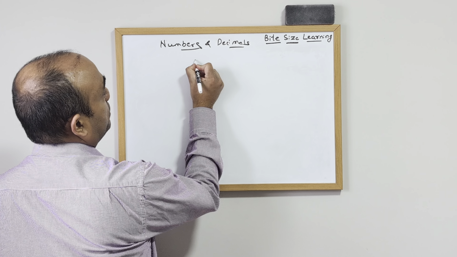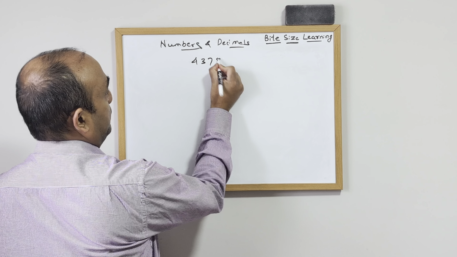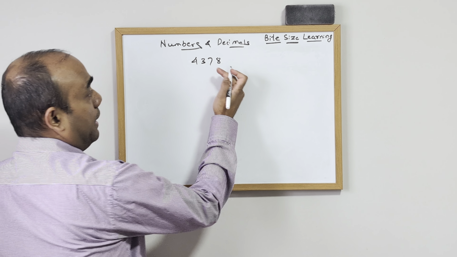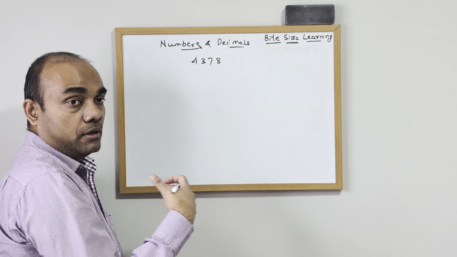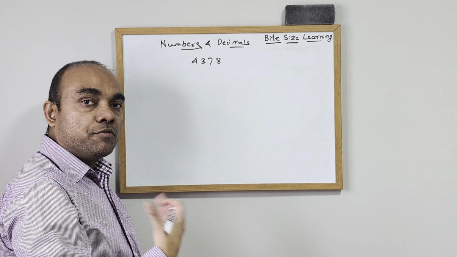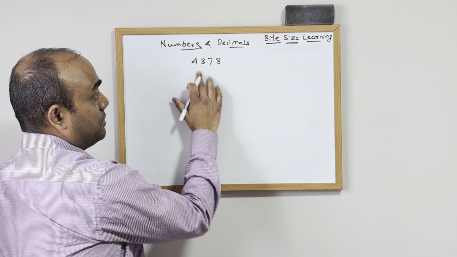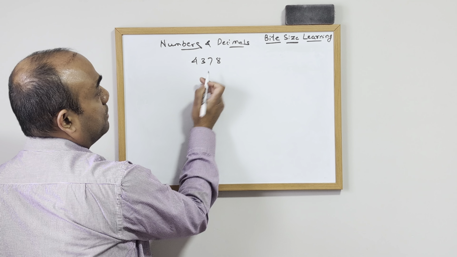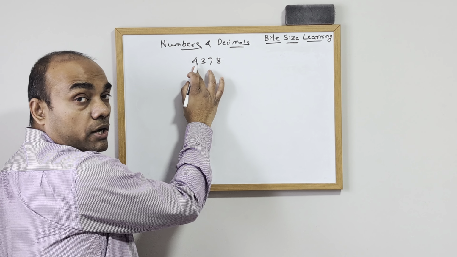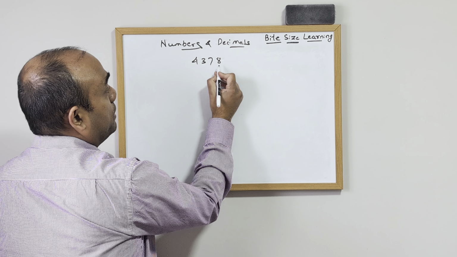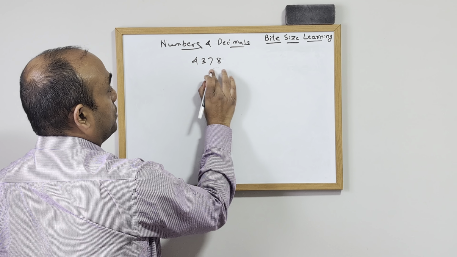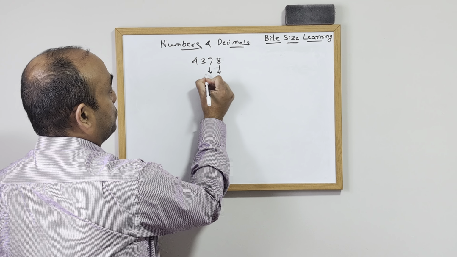So let's say you have a 4-digit number, 4378, right? And you want to mention the place value of each of these digits. When you say a 4-digit number, these are all called digits. And when you count, this position is called ones, right? So I'm talking about these positions, right?